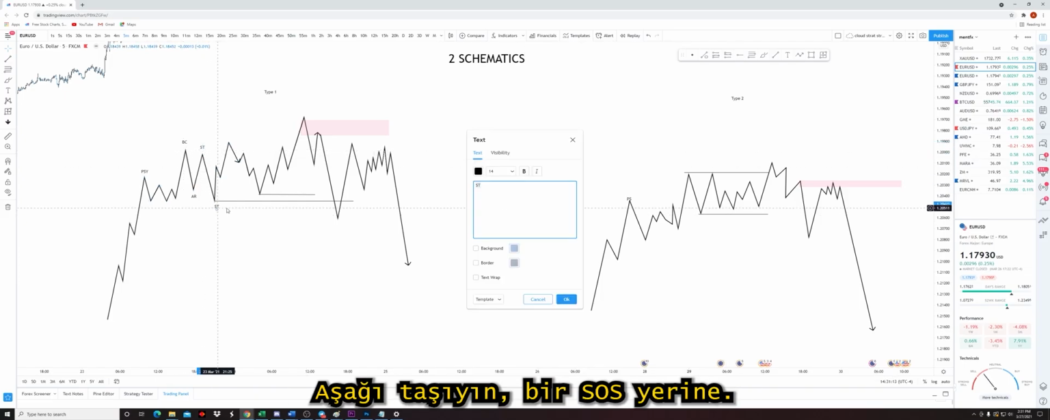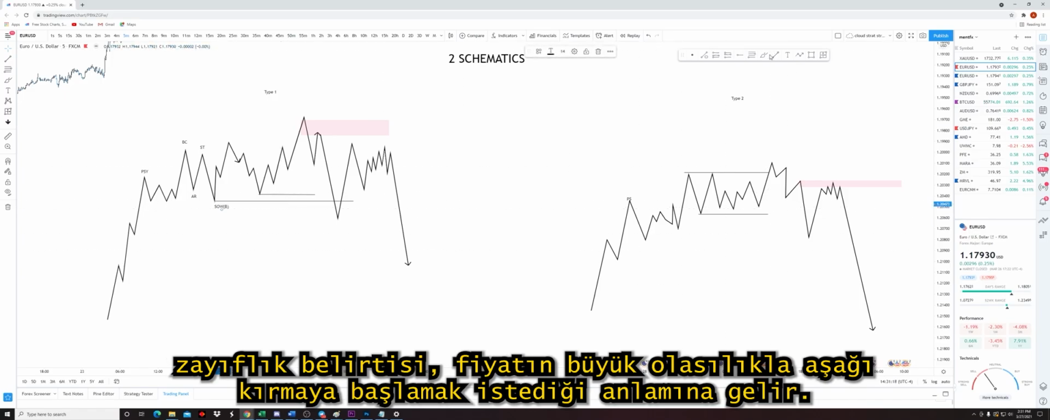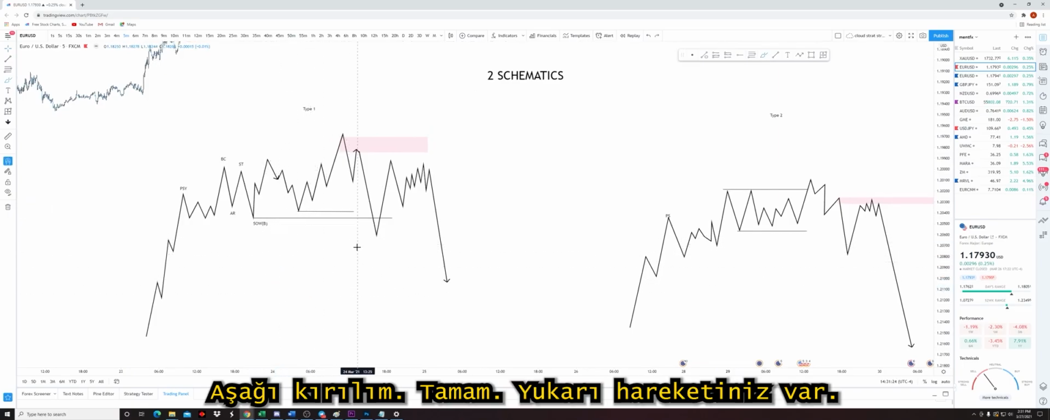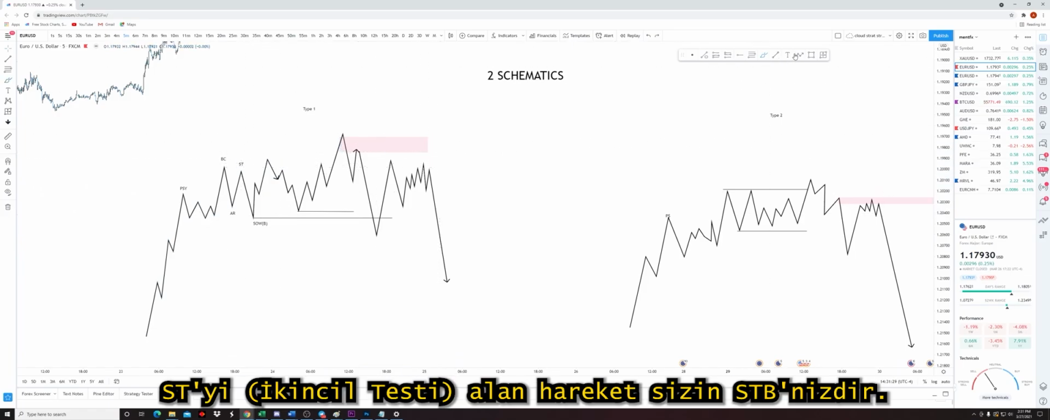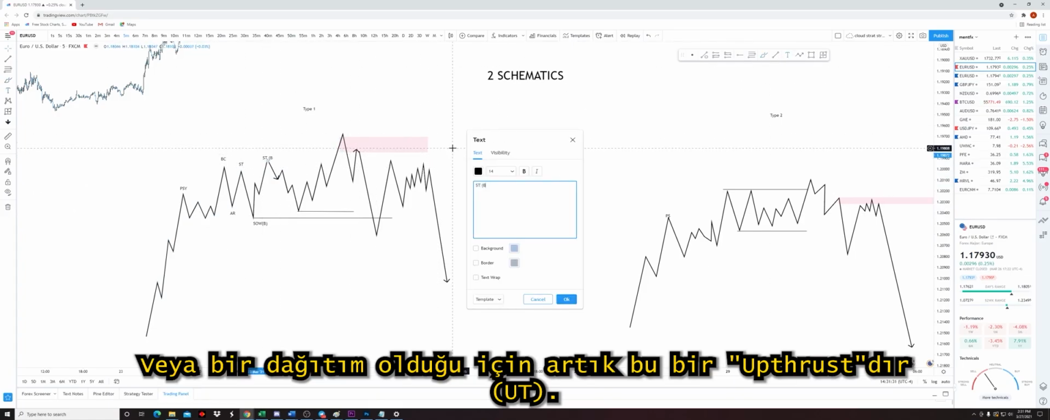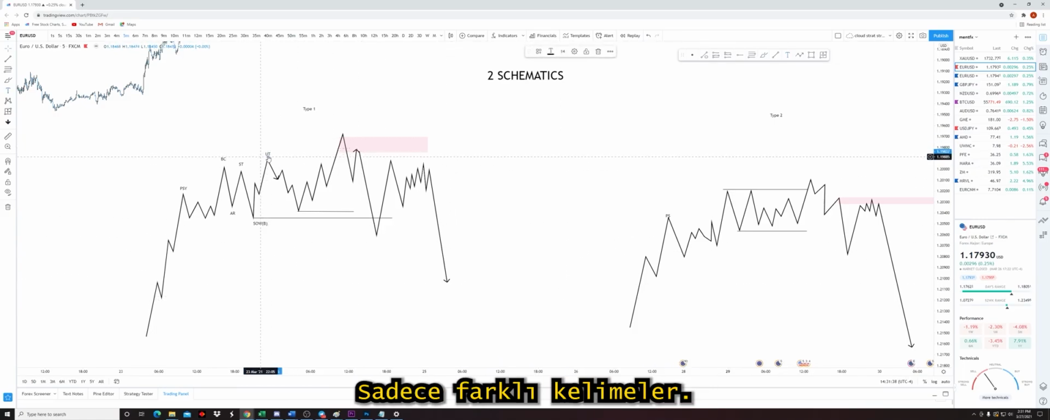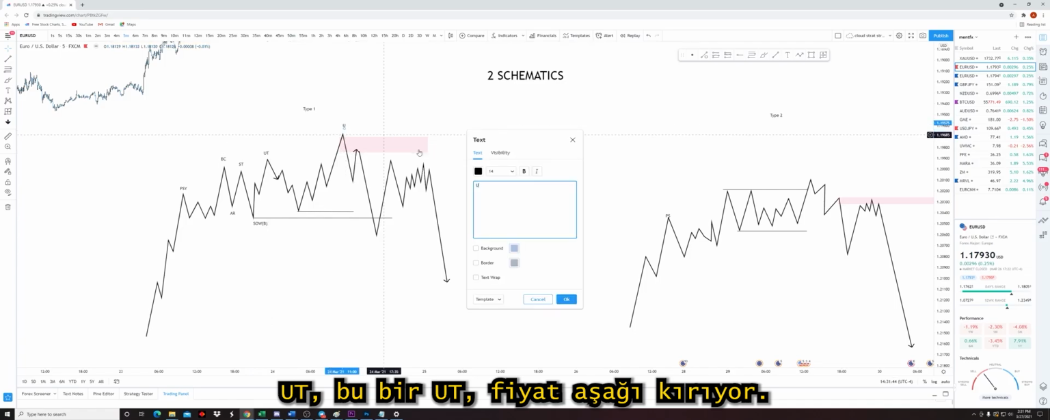Move that down. Instead of an SOS, it's not a sign of strength, it's a sign of weakness in phase B. A sign of weakness as in price most likely wants to start to break down. Break down, okay? You have this move up. What is that? The move that takes out the ST is your ST and B, or since it's a distribution now, it's an upthrust. That's what we call it, a UT, right? There's just different words. It's nothing more than different words to explain the exact same thing. UT, this is what? A UTAD.